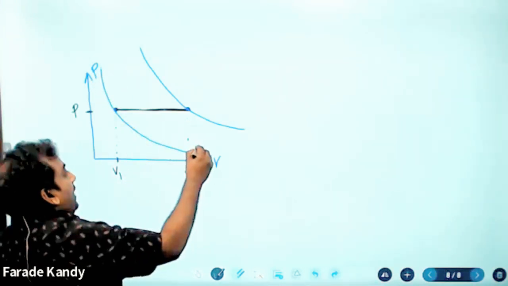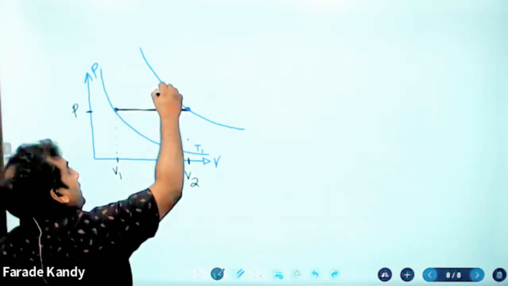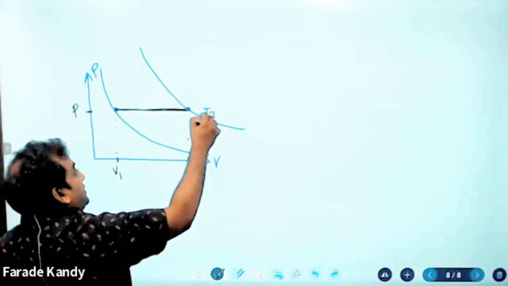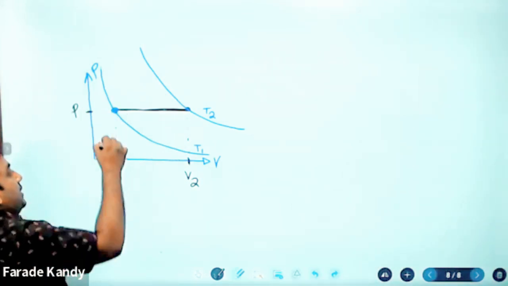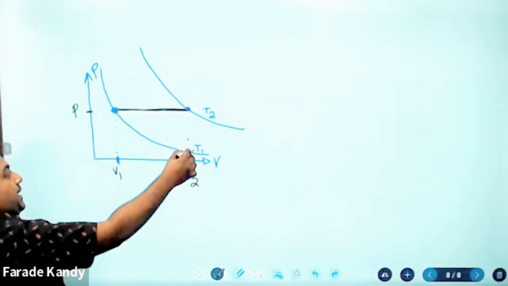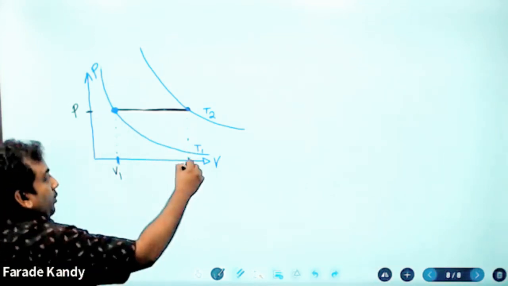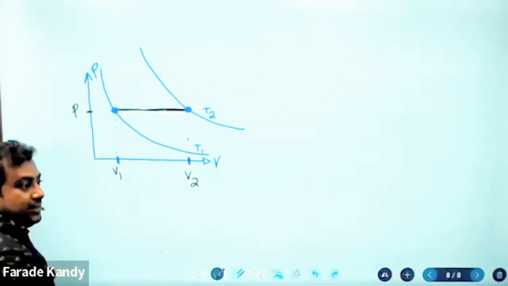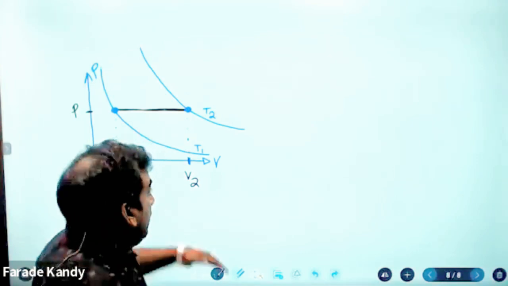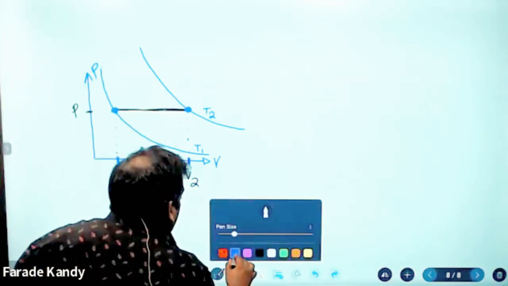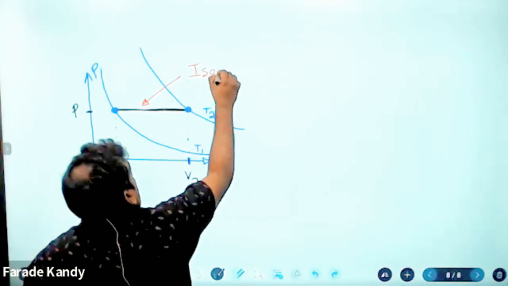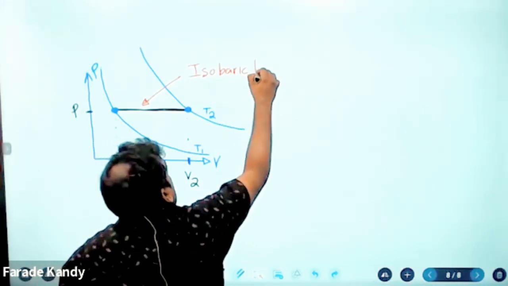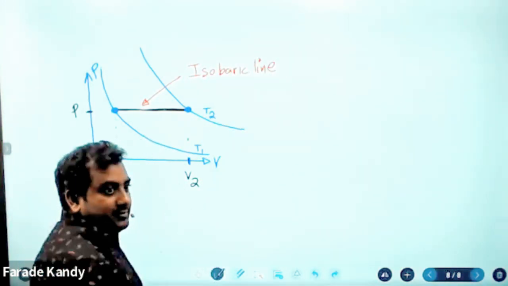This isothermal line temperature is T1. This isothermal line temperature is T2. Pressure is P. So what do you have here? Volume V1, temperature T1. Volume V2, temperature what? T2. What do you call this line? Isobaric line. Constant pressure line.